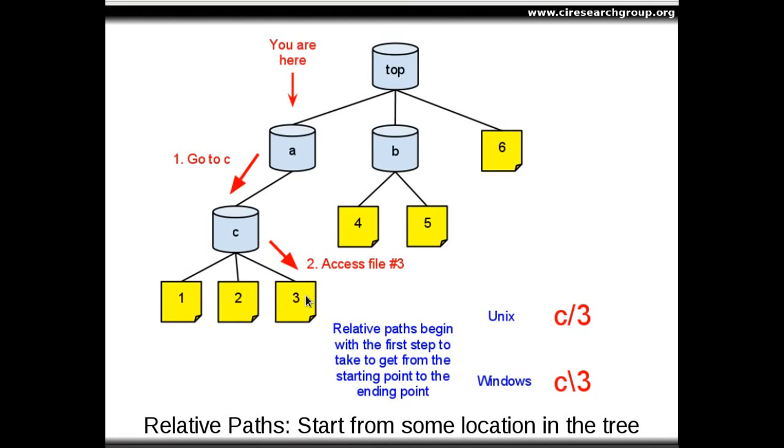Relative paths, on the other hand, start from some location in the tree. And it's important to note that in order for a relative path to have any meaning whatsoever, we have to know the point at which we're starting. Here I've labeled our starting point with a friendly message that says you are here. I then have a relative path that on a Unix or web system looks like C/3, or on Windows, C\3. And what this says is, from our current starting point, which is A, go to C, and then access file number 3 at C.